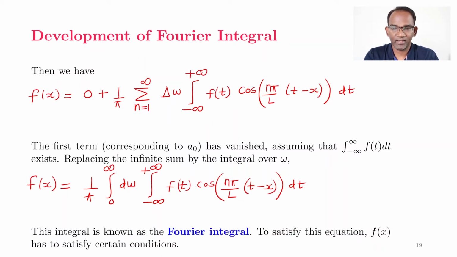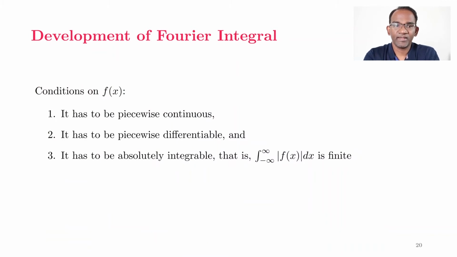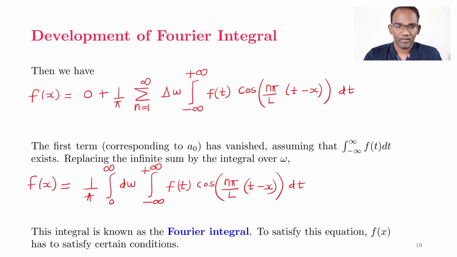To satisfy this equation, f(x) needs to satisfy certain conditions. Let us see those. The conditions on f(x) are that it has to be piecewise continuous, piecewise differentiable, and also absolutely integrable. That is, the integral from minus infinity to plus infinity of mod f(x) dx has to be finite. So this equation is known as the Fourier integral.